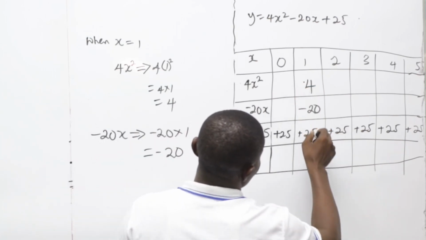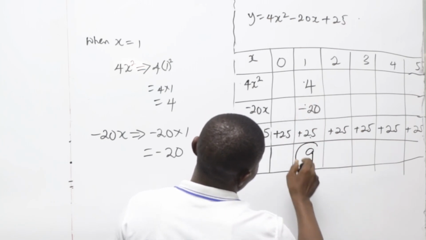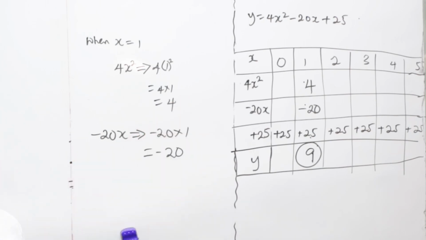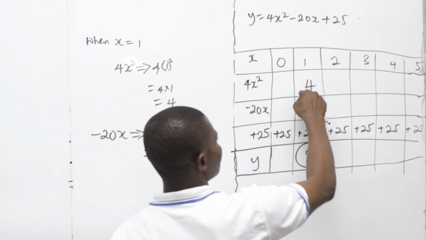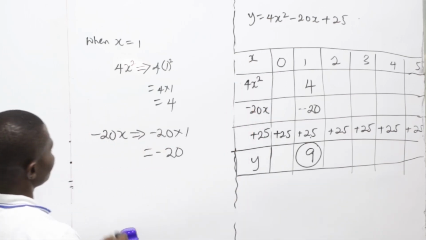This is 4 plus this 29. 29 minus this is what? 9. You circle it. You can see what we had before is the same thing we are still having here. It's the same thing. Now let us look at 2.